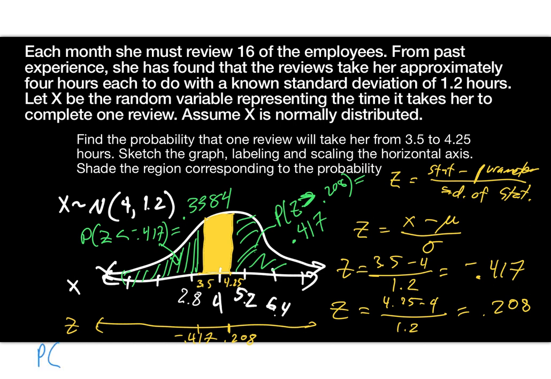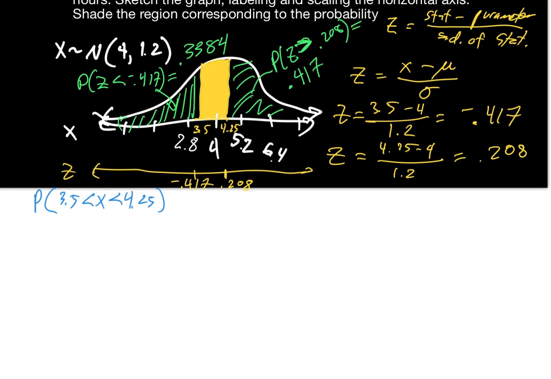The probability that 3.5 less than x less than 4.25, and if I can, I'll just go ahead and move everything up there a little bit, is equal to 1 minus 0.3384, because the whole area under the whole curve is 1. I'll subtract away something I don't want, and then I'll subtract away the other thing that I don't want, which is 0.417.